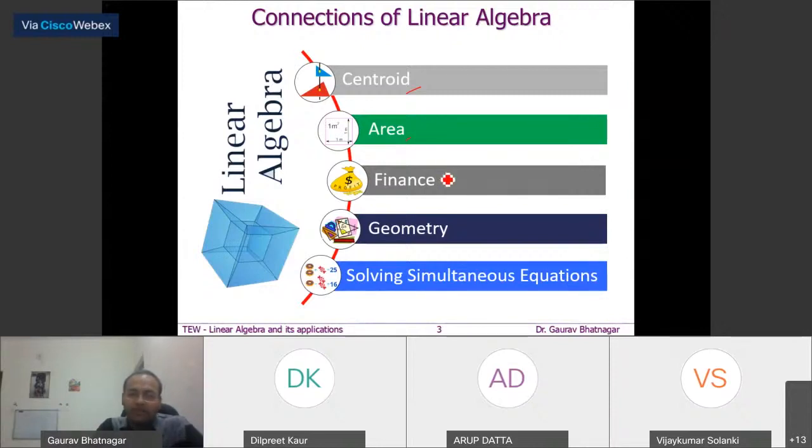We can use this in finance as well. Now, when I say finance, I'm not going to financial mathematics at all, because that is a high level concept altogether. I'm just talking about interest, compound interest, normal interest, all those things. In those cases, we can use linear algebra. Then, of course, in geometry, though I have taken two very basic concepts from geometry separately, apart from these two, there are a few more examples or situations where matrix theory plays a very critical role for that particular problem. Now, the last thing which I want to take in this particular list is nothing but solving simultaneous equations.